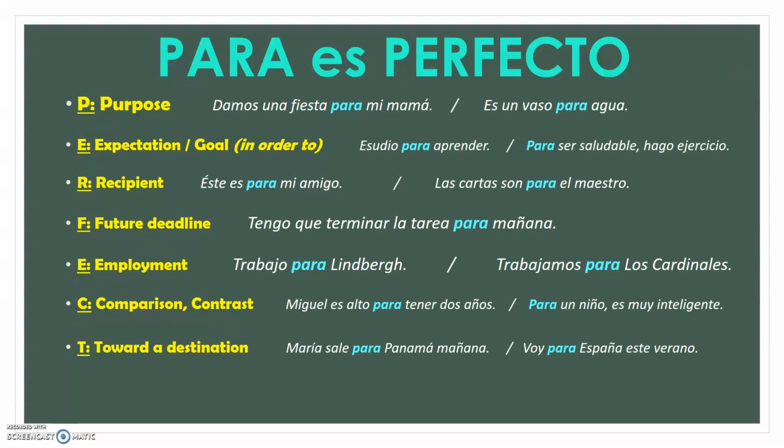P, towards a destination. María sale para Panamá mañana. Voy para España este verano. So where am I headed to? Destino, destination, para Panamá, para España. She leaves for Panama. I'm going to Spain. Notice on the second one, even I'm going to Spain, voy para, not a España.